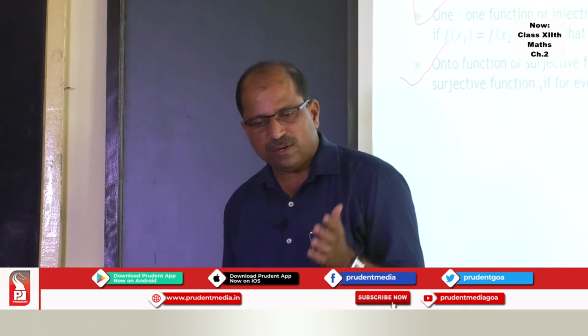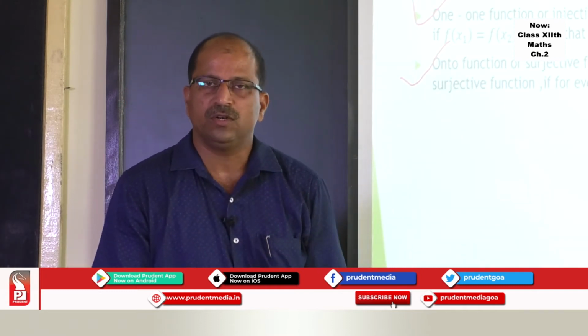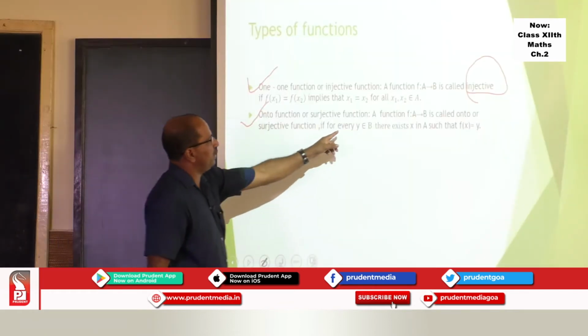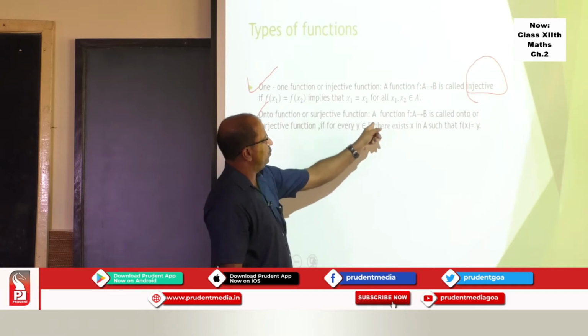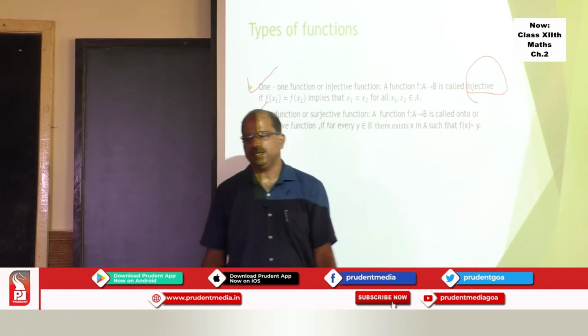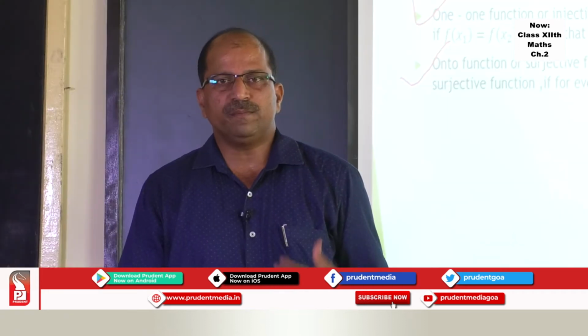A function from set A to set B is called surjective or onto if for every y belonging to the second set, that is the codomain set, there exists x in A such that f of x is equal to y. Now, what is the meaning of this?